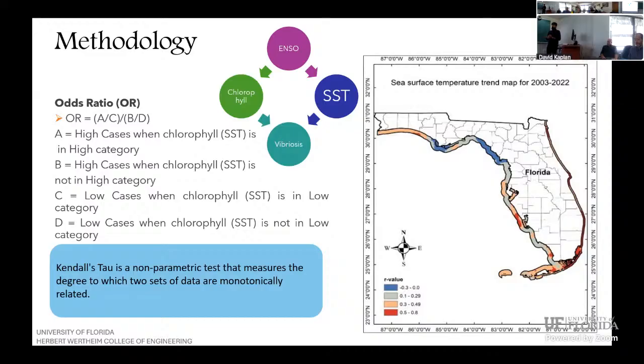So based upon this and the previous analysis, we can say that definitely the Miami and the Tampa regions need to be studied with respect to Vibrio.